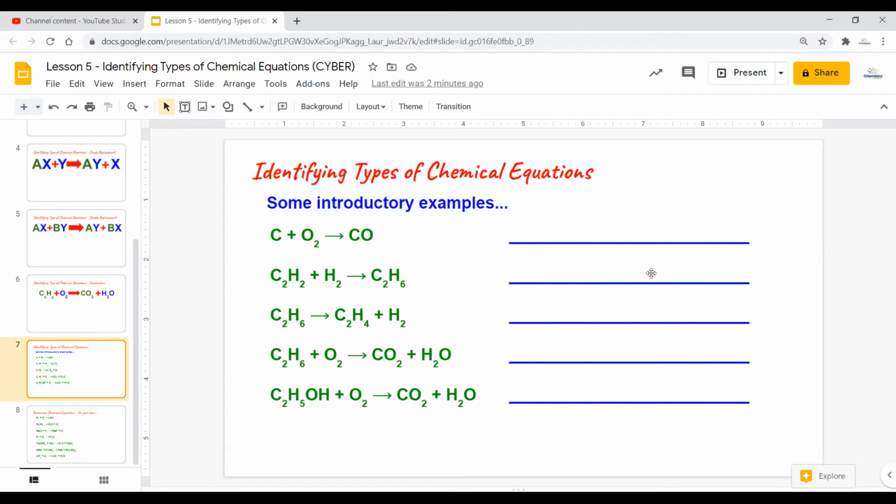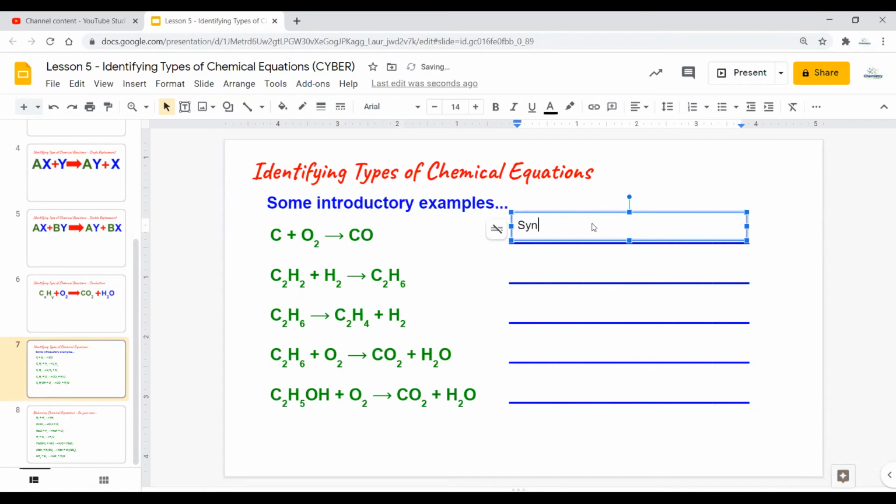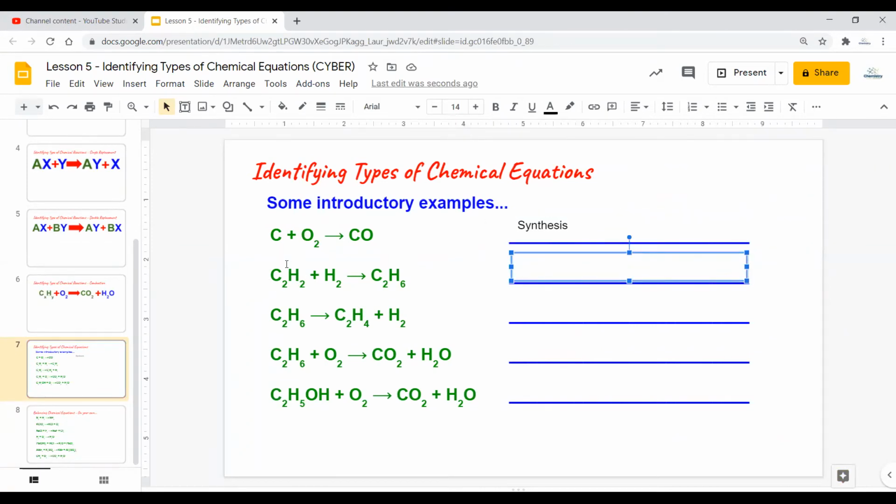Okay, at this point, we're going to take a look at a few equations as we go through some of these answers. So looking at our first reaction here, we have carbon plus oxygen, so an element plus another element forming a single compound. So if we have two elements forming a single compound, that is an example of a synthesis reaction. Let's take a look at our second example. We have a compound, C2H2, plus an element forming a single compound. Again, an example of a synthesis reaction.